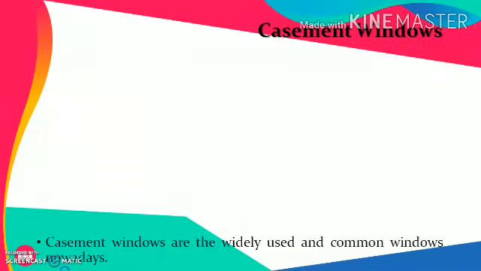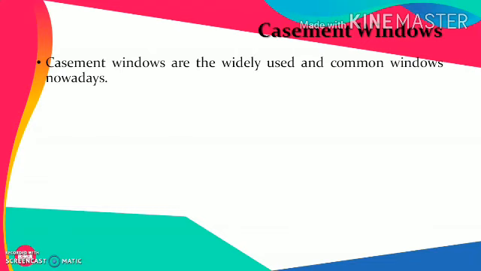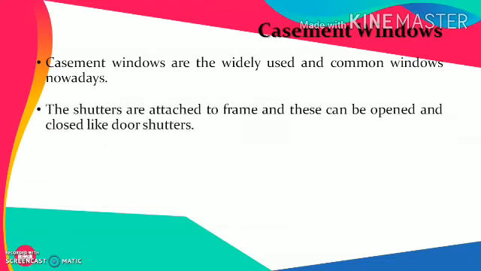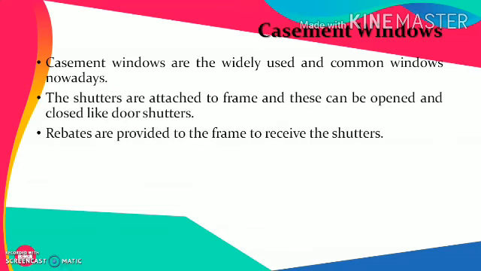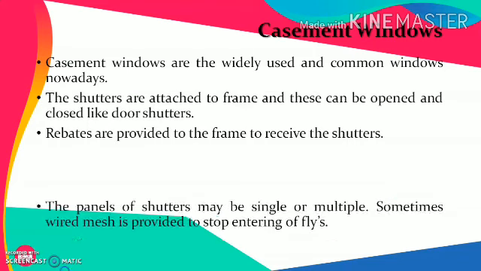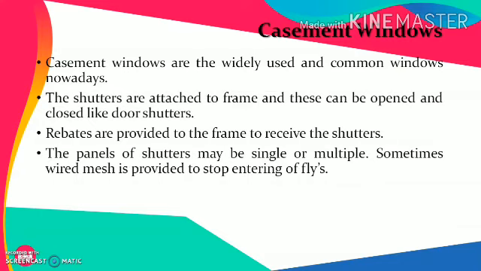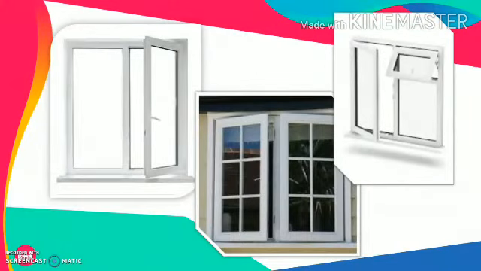Next is the casement window. Casement windows are widely used and common nowadays. The shutters are attached to a frame and can be opened and closed like door shutters. Rivets are provided to the frame to receive the shutters. The panels of shutters may be single or multiple. Sometimes wired mesh is provided to stop flies or mosquitoes from entering. These are the figures of such windows.